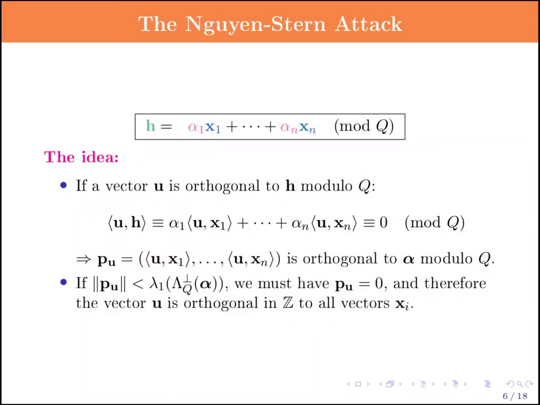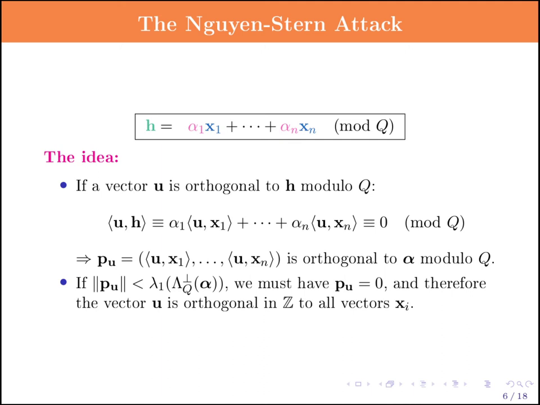So let's describe the Nguyen-Stern attack. Remember that as input, we have only the modulus and the samples vector h. And we want to recover the hidden weights alpha and the binary vectors x i's. We also know that this equation in the box relates them. The nice idea behind the Nguyen-Stern attack is the following. If a vector u is orthogonal to h mod q, using this equation, we have that the vector of projections Pu, which is defined in this slide, must be orthogonal to alpha mod q.